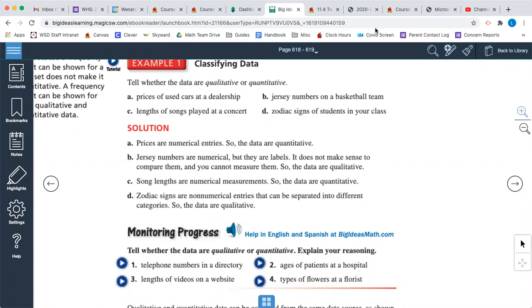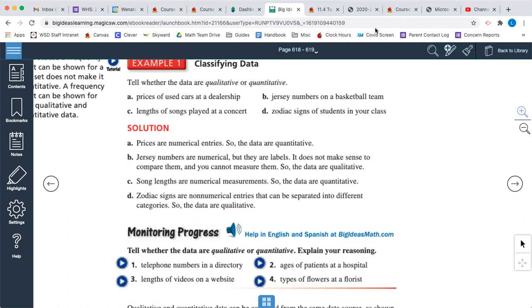Now, by contrast, length of videos on a website is extraordinarily similar to length of songs played at a concert. They are numeric measurements, so the data is going to be quantitative. The age of patients at a hospital is the same thing. Age is another numeric measurement, so it makes sense to think of that as being quantitative data as well.